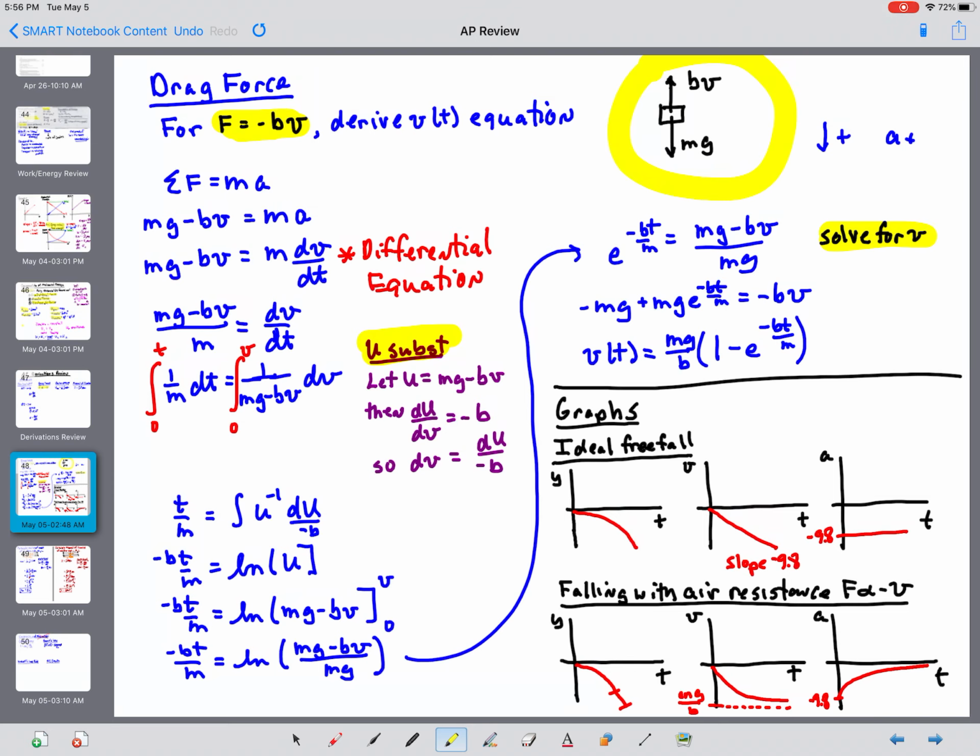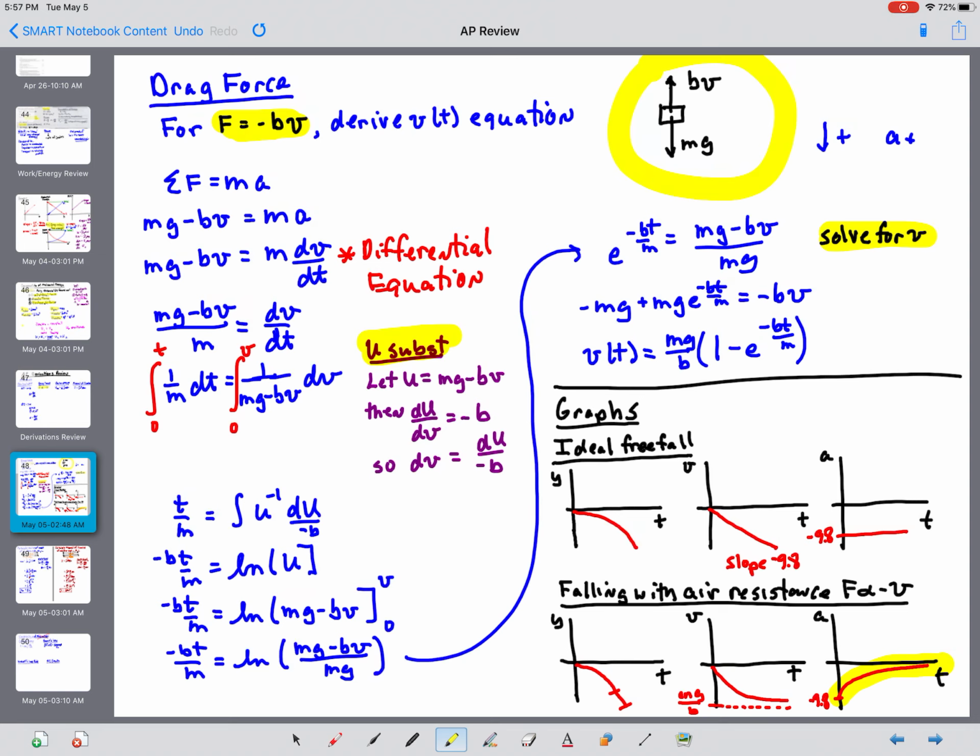When you have air resistance with the drag force proportional to the negative velocity, then your acceleration doesn't stay constant anymore. The faster the object goes, the greater the drag force. The greater the drag force, the lower the net force, the lower the acceleration. And so then your acceleration approaches zero as we move across our line here.